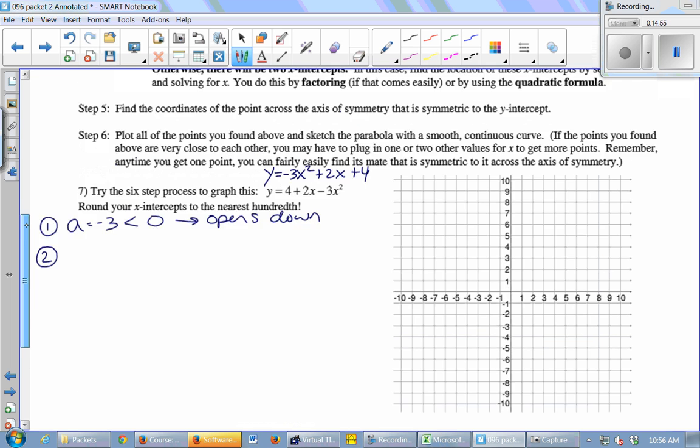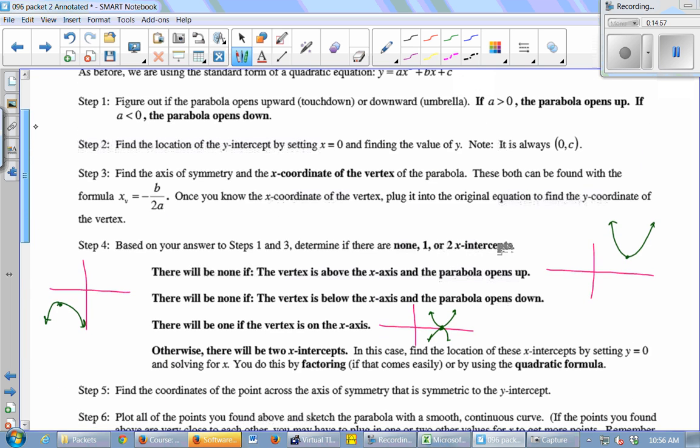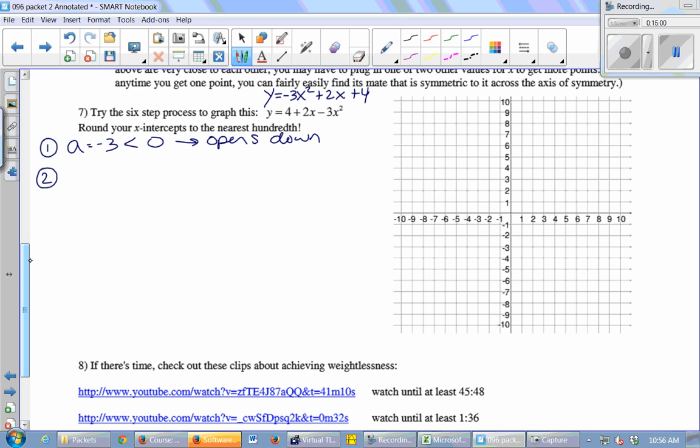All right, step 2, the location of the y-intercept. Right? So the y-intercept means make all the x's 0. And so I get -3 times 0 squared plus 2 times 0 plus 4. And what do I get? 4. Okay. But what are the coordinates? 0, 4. 0, 4 is my y-intercept. So I can plot that point right now.